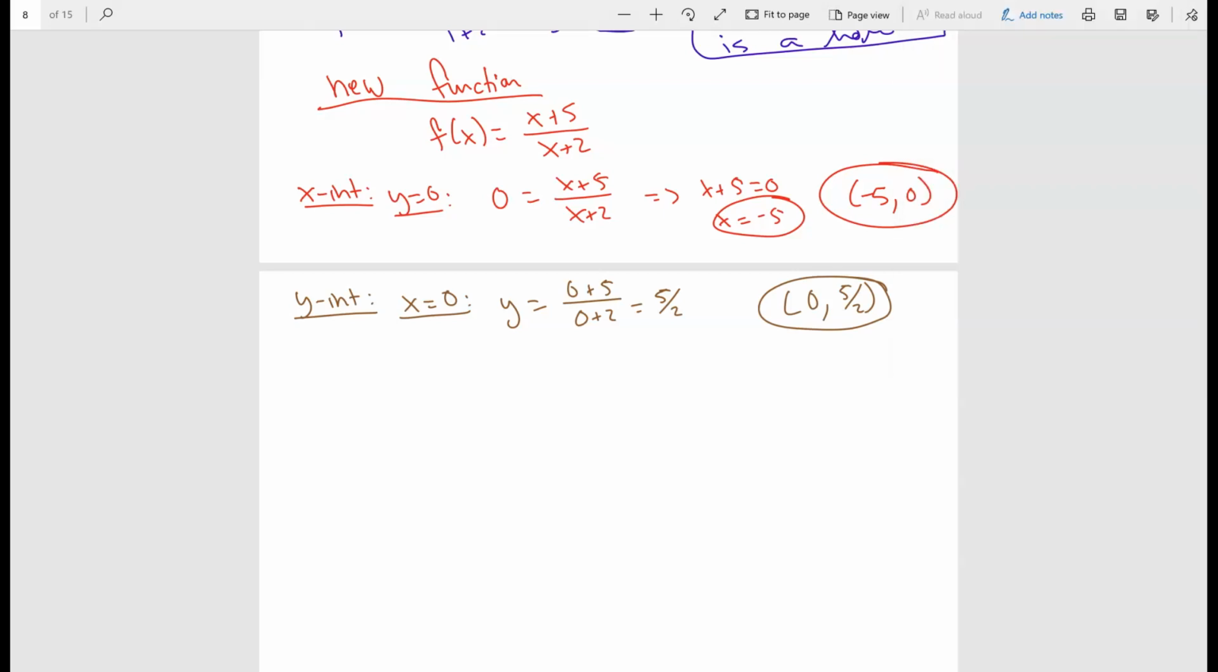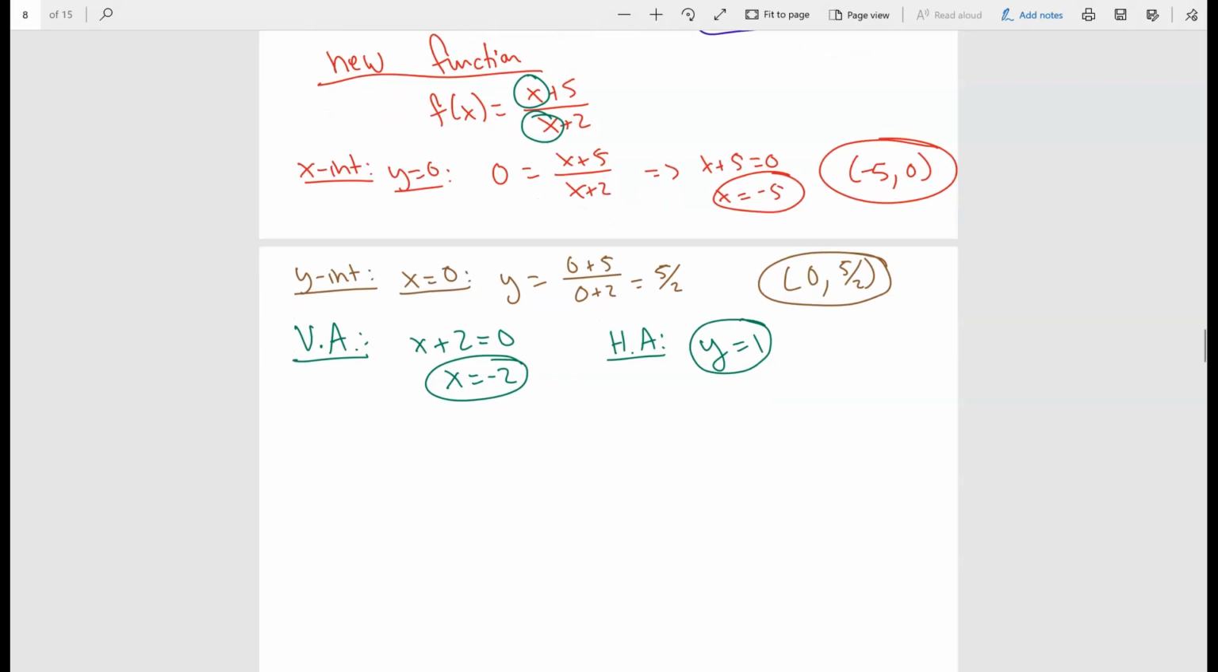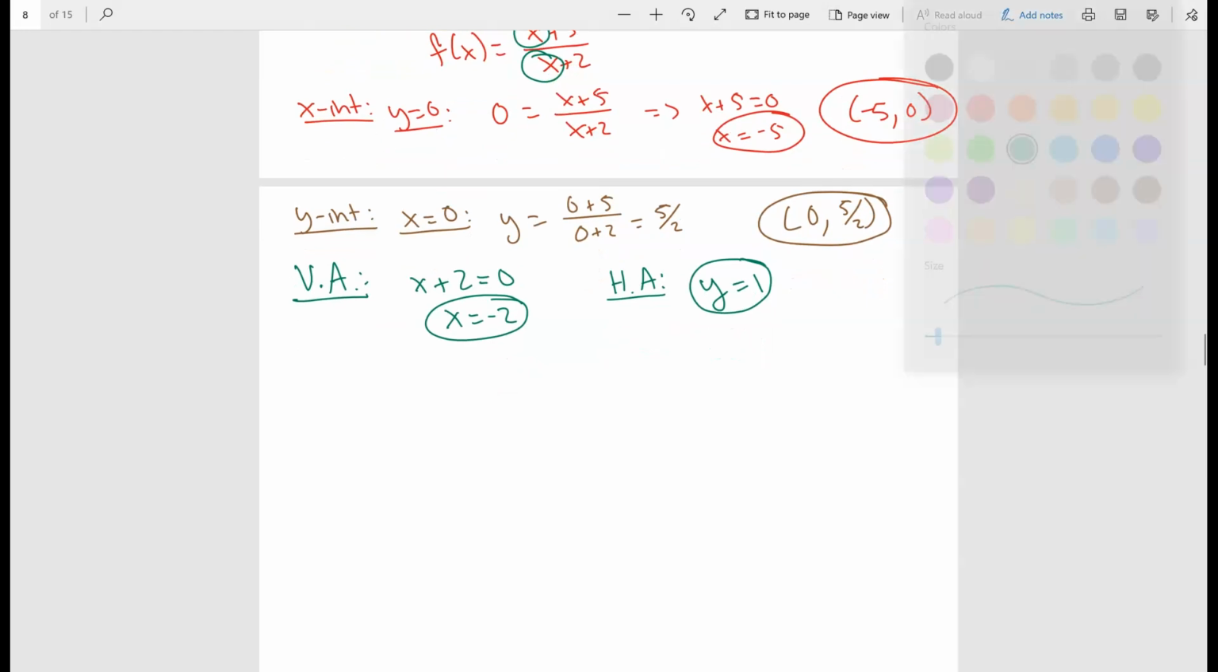Now let's look for the vertical asymptotes. The vertical asymptote is going to be wherever the denominator is equal to 0, so x plus 2 equals 0, and you get x equals negative 2. For my horizontal asymptote, notice that these have exactly the same leading coefficient, so y equals 1 is going to be my horizontal asymptote. Now let's go ahead and graph this.